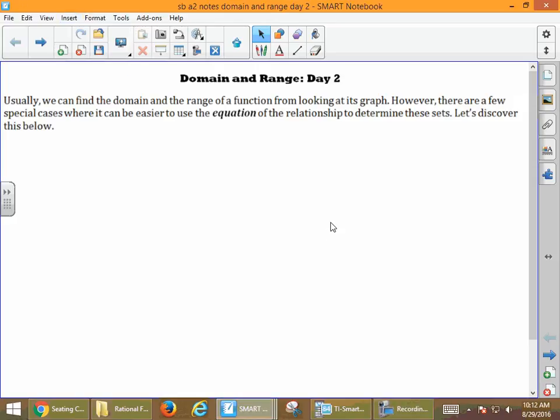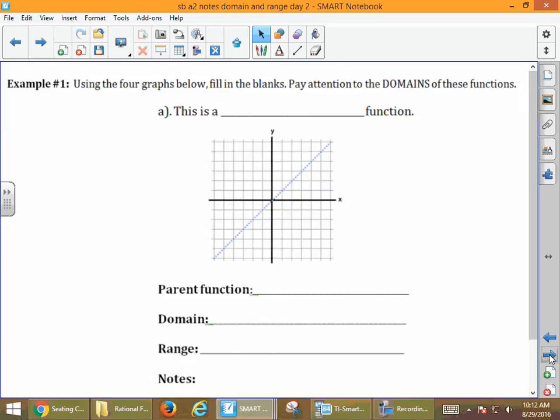Today we're going to talk about domain and range again. We looked at the graphs of our functions on Friday, and today we're going to look at the equations to help us determine. But we're going to start with graphs today. And the first graph is called a linear function.